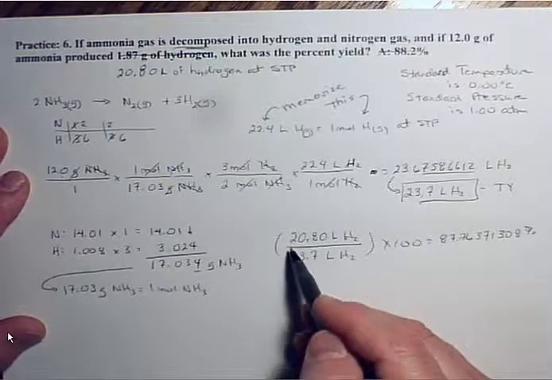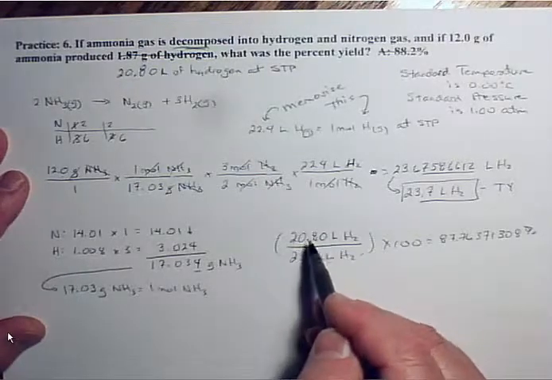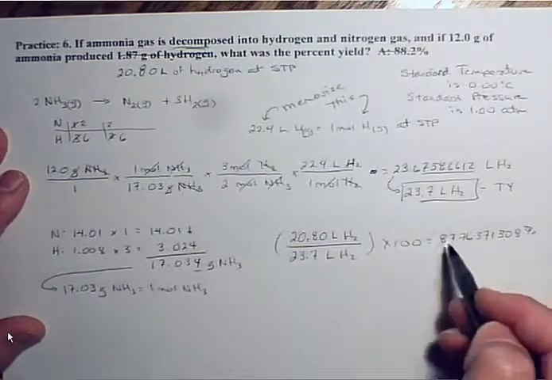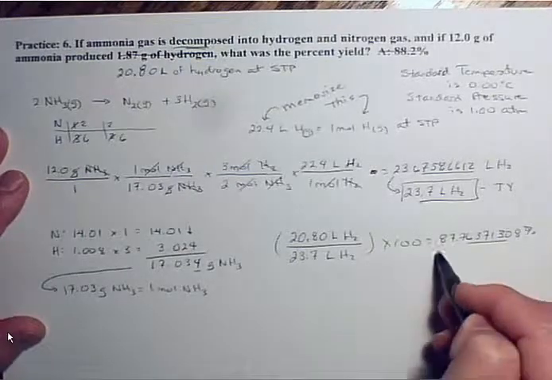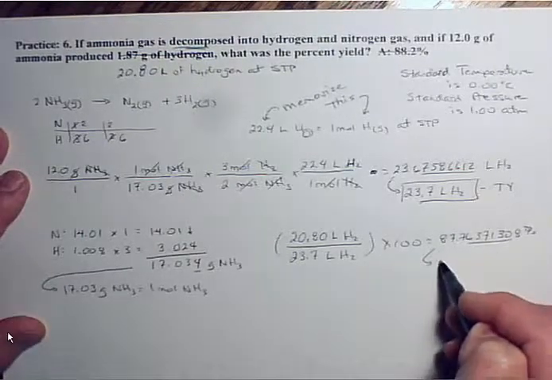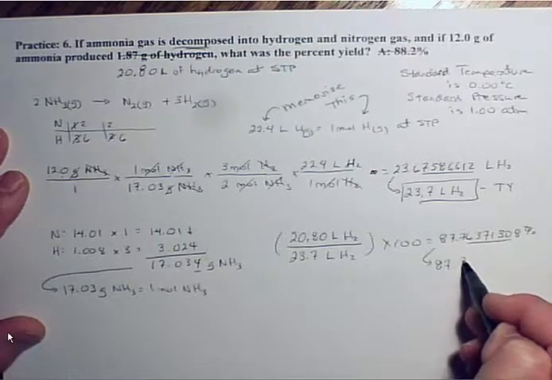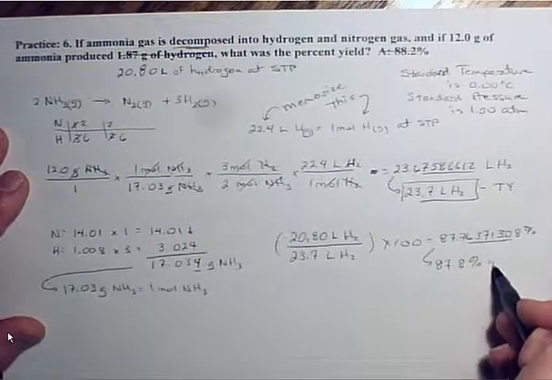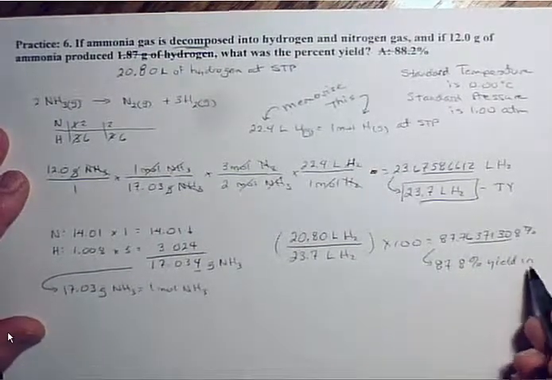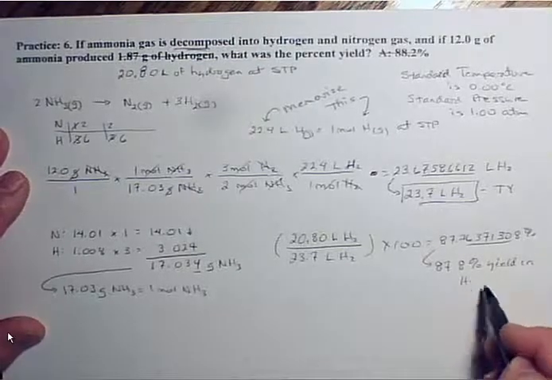And we want to round off to the correct number of significant digits. This number here, this measured or calculated number has 4. This one has 3. We want 3 in our final answer. So 87.8% yield in H2.